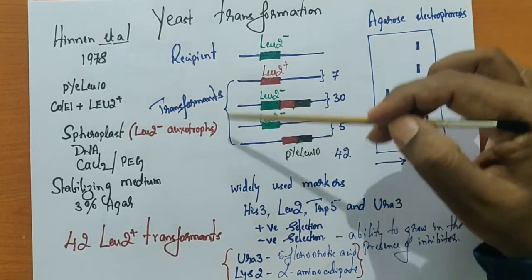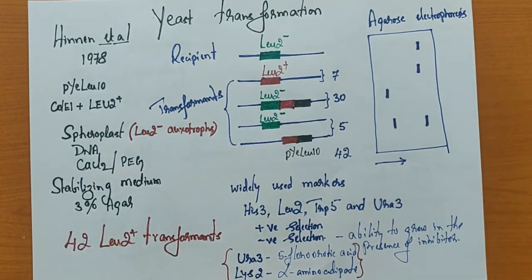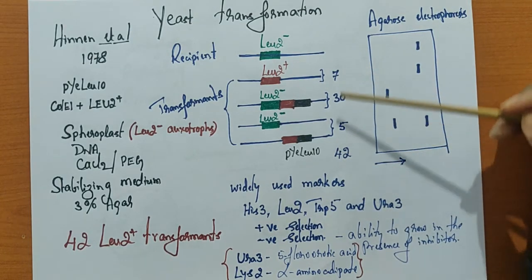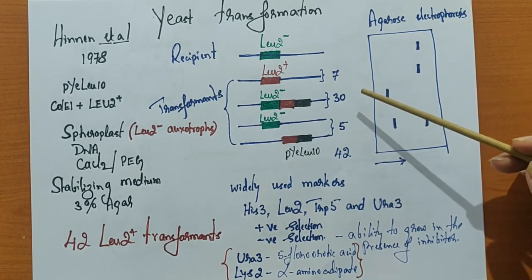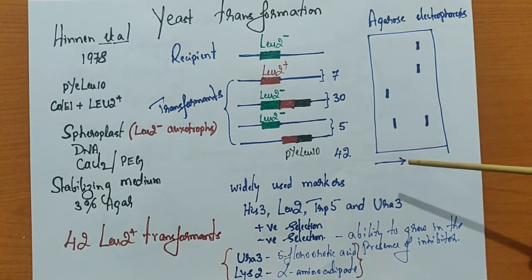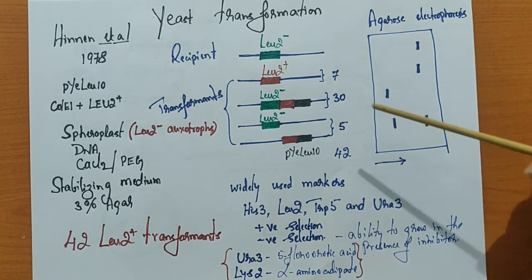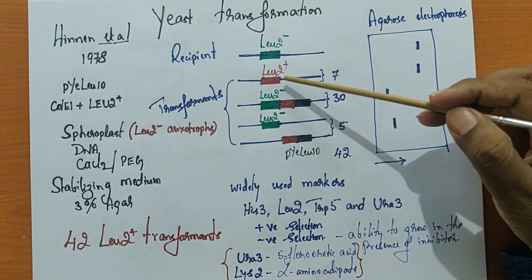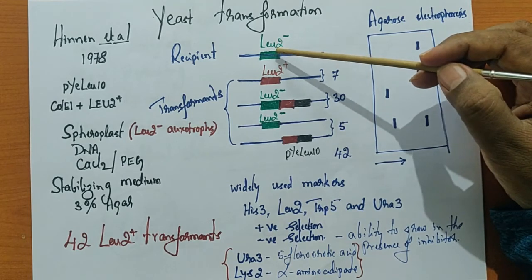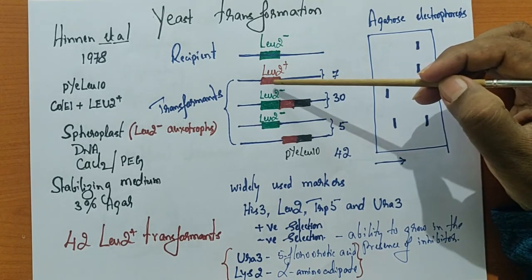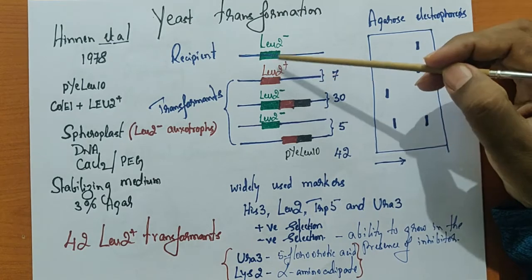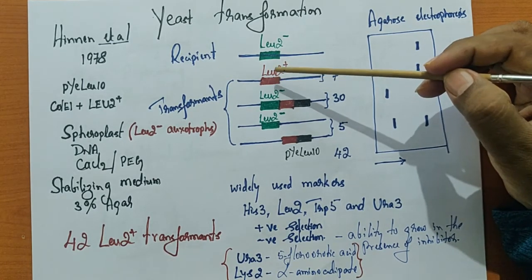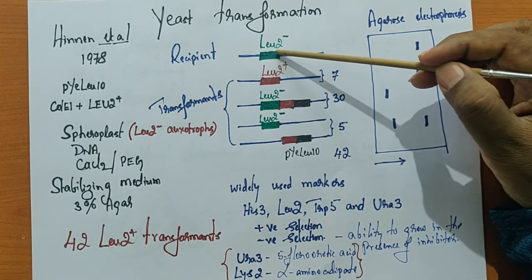Now these are the typical transformants. So I told you they got 42 transformants. When they did the genetic analysis by restriction digestion and agarose gel electrophoresis, 7 of them got the LEU2 plus, in which this particular gene is replaced by this gene by homologous recombination, or we can say that this particular gene is integrated into this particular region.